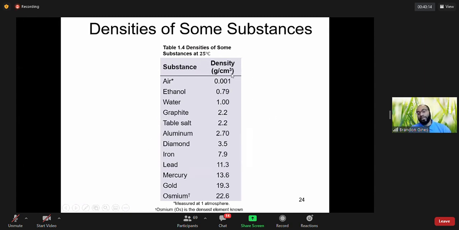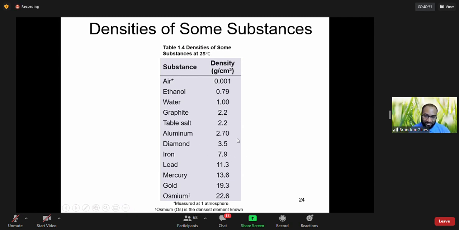So since density is an intensive property, it's not going to change for a particular substance, right? Air is always going to have the same density. And that is 0.001 grams per centimeter cubed. This is a very, very low number, right? Which is why air molecules float on top of everything else, right? And there's a list of some common substances and their specific densities, right?